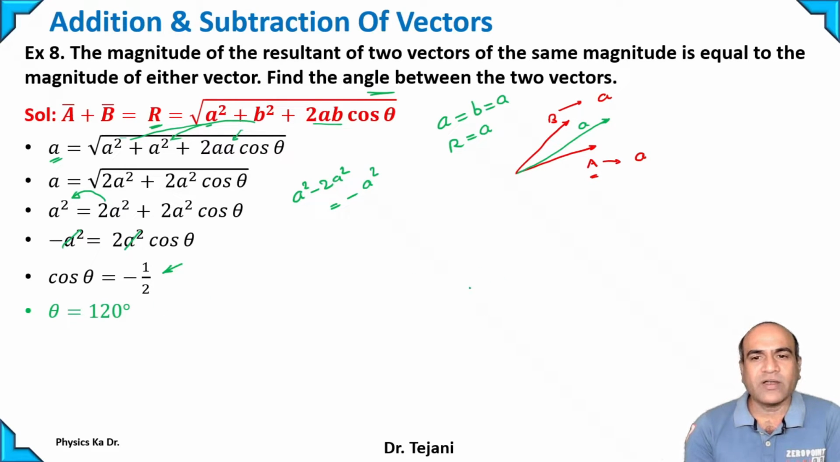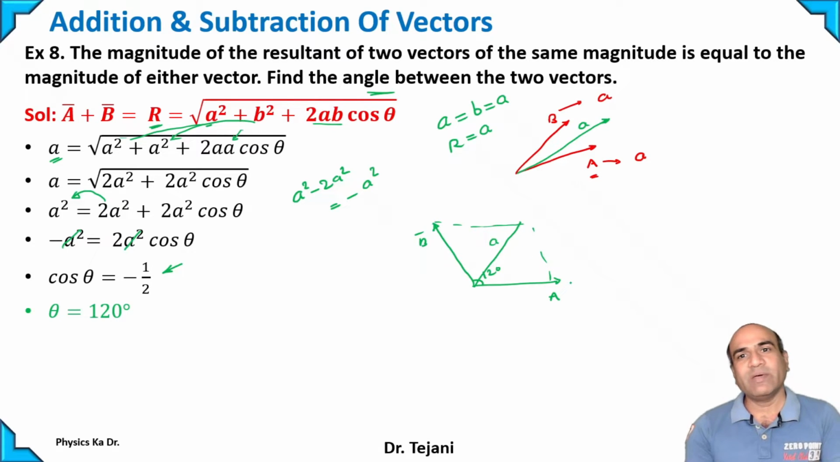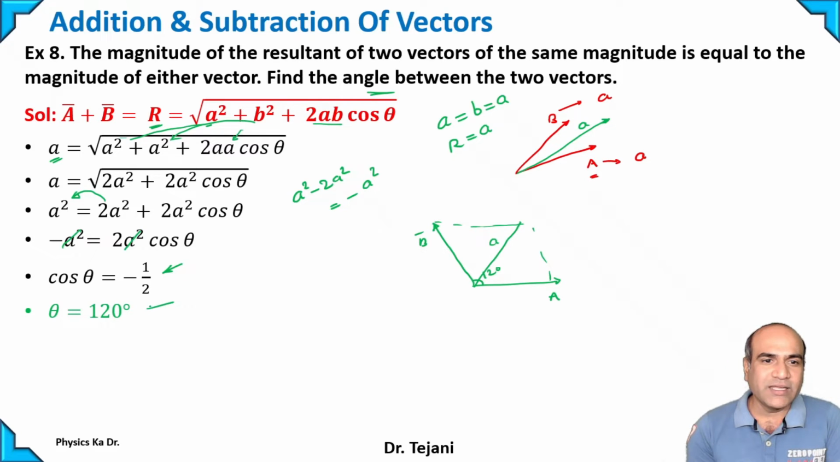So at the angle of 120, say for example, this is A and this is B vector, both having similar magnitude, angle is 120. So the resultant is also equal to magnitude A. So at 120 degrees, all three vectors, meaning the two original vectors and the resultant, all have equal magnitude.